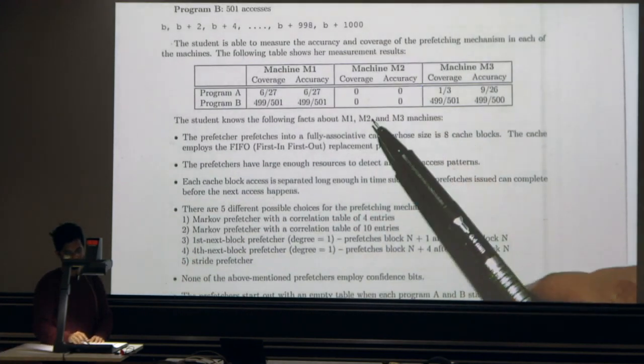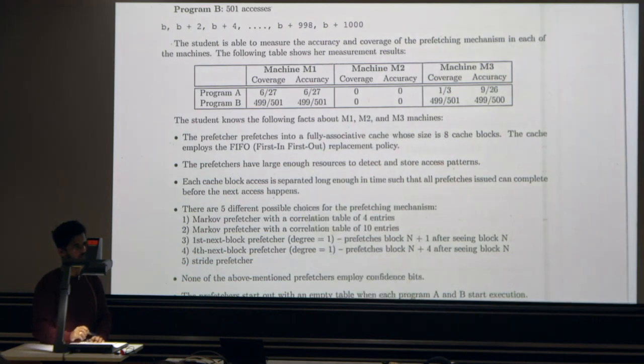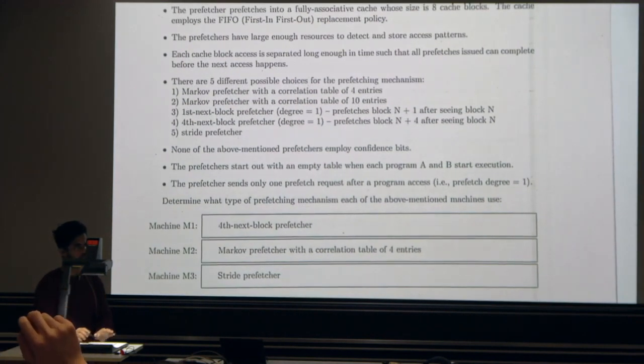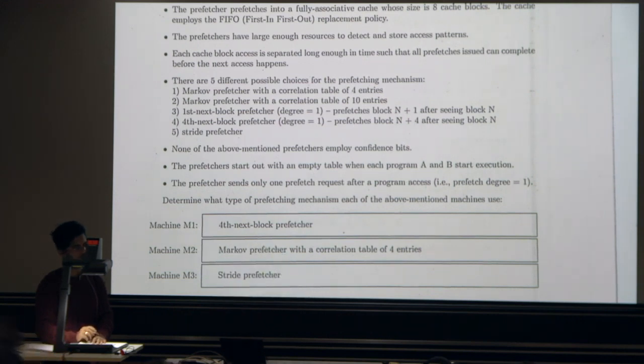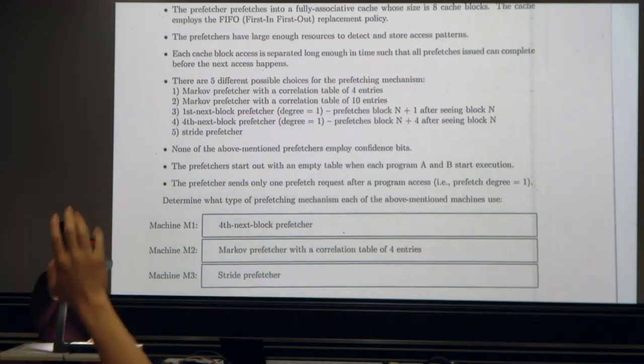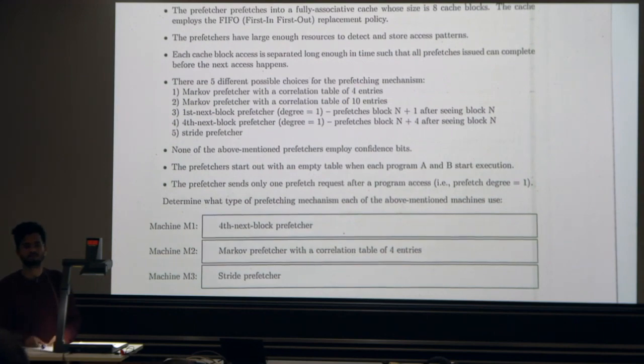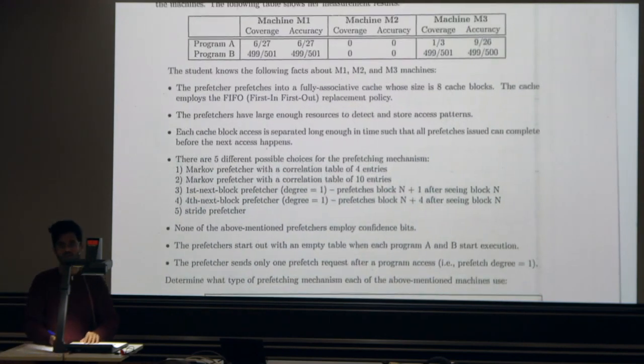So machine 2, everything is 0, that means it's most likely the Markov prefetcher. So yeah, Markov prefetcher, it's out. And then machine 1, it's the fourth next block, and machine 3 is the stride prefetcher. Make sense? Good.